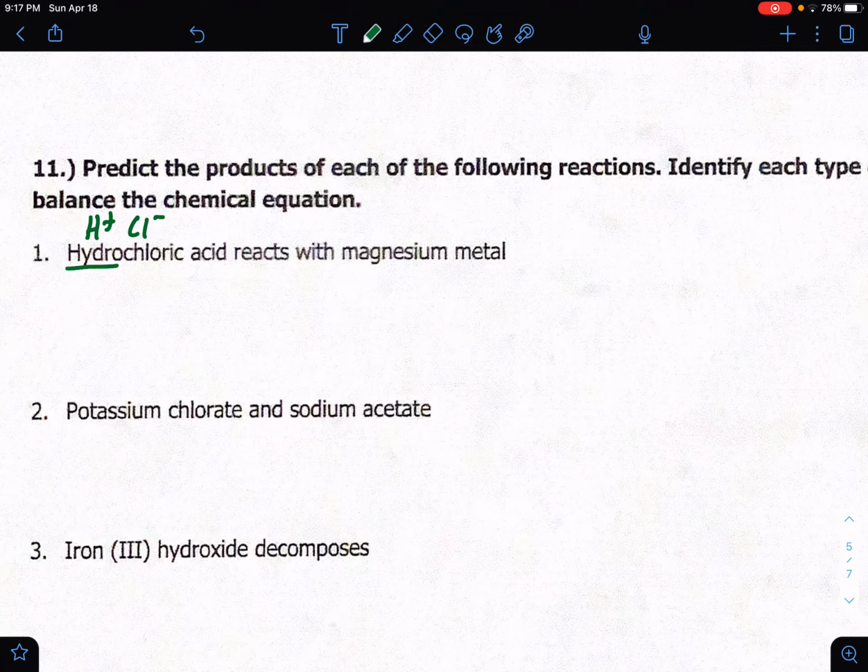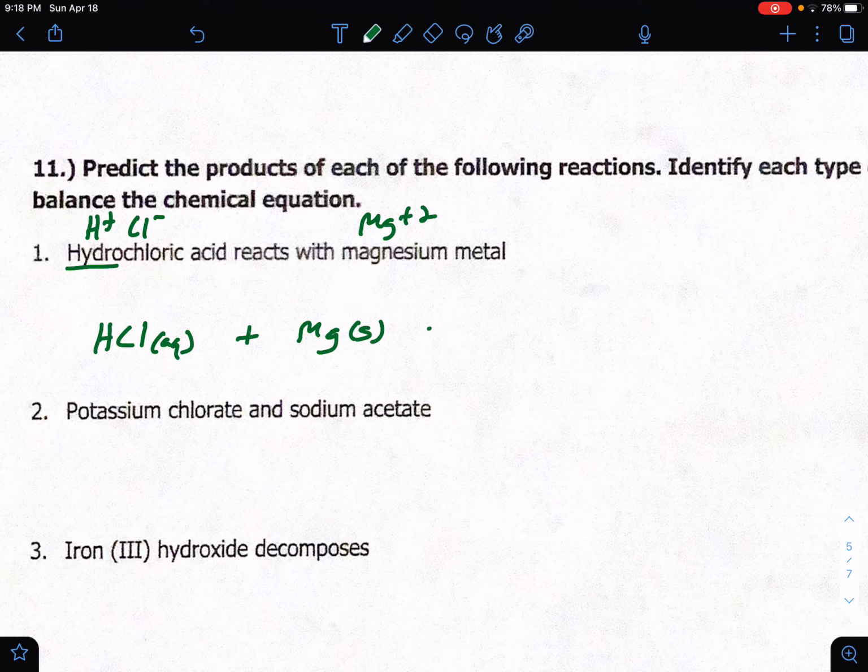Reacts with magnesium metal, so this is going to be magnesium with a +2, and it's a solid. Okay, so I have hydrochloric acid, which is HCl. Acids are always going to be aqueous. Reacts with magnesium metal, so Mg is off by itself, and that's a solid. So I write this charge up here just so I know it. I do not have to put +2 down here. That's just up here so I know it whenever I bond it with somebody.